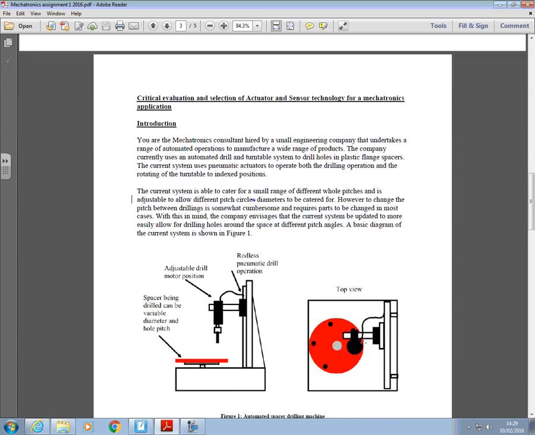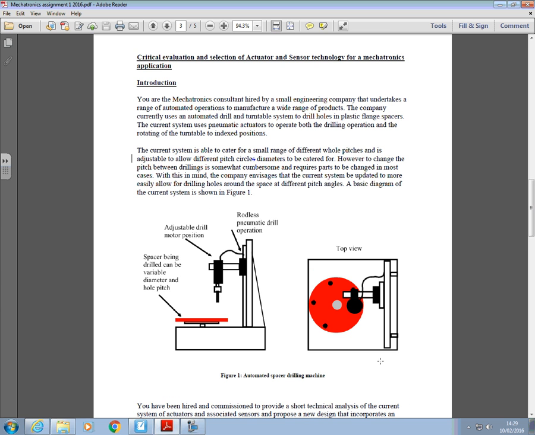Right, so we'll have a quick run through the application. Basically, that's around a scenario that you're a mechatronics consultant hired by an engineering company. They make a range of products, and they use this automated driller machine turntable to drill holes in plastic flange cases. The current system uses pneumatic actuators to operate both the driller operation and rotate the turntable to different index positions.